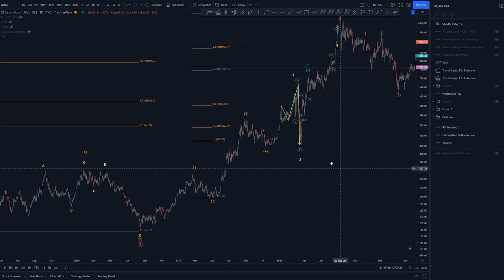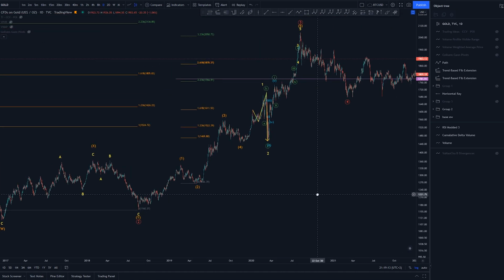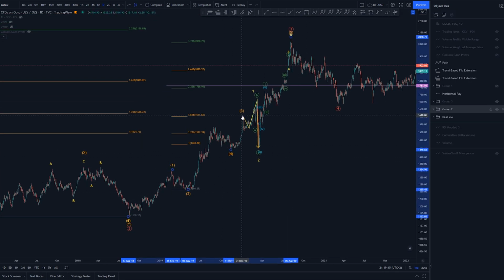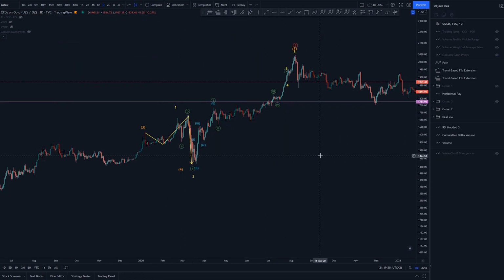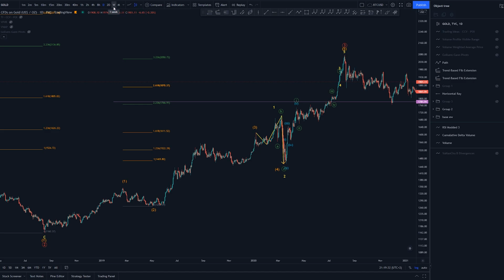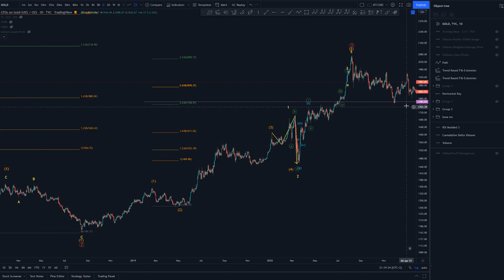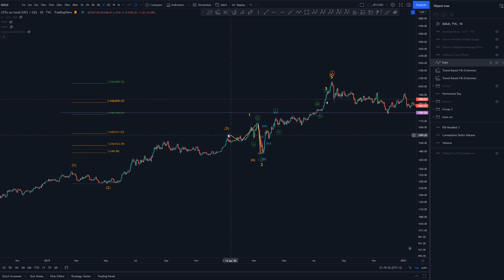Now this would work very well, I can label it for you here, if this B wave wasn't so big, or if we don't like to get into smaller time frames and measure things. We wouldn't know this when we're looking at weekly or monthly, but this is just something that you need to keep in mind.